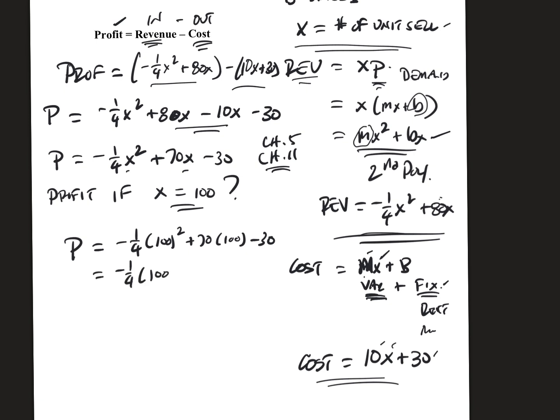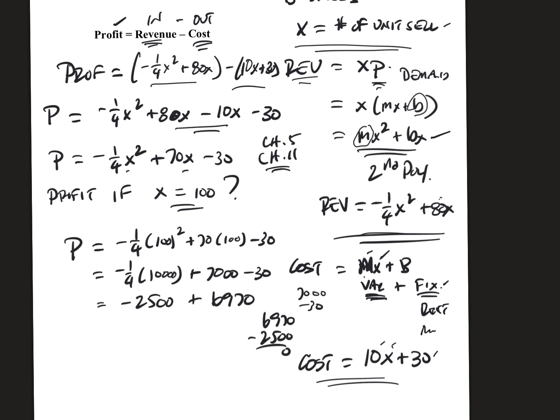100 squared is 10,000. Then 70 times 100 gives us 7,000, minus 30. And 1/4 of 10,000, with the negative, is negative 2,500. With regard to money that comes in, that's going to be 6,970. So 6,970 minus 2,500, it looks like we end up with 4.